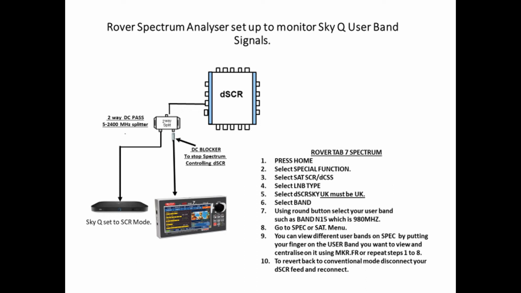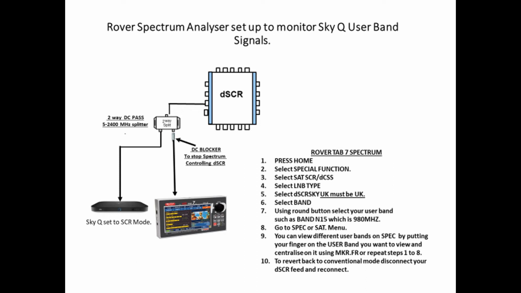Anyway, moving on. Right, same setup: DC blocker, feeding the spectrum analyzer from a 2-way splitter, and the DSCR feeding the 2-way splitter, and the second output going to a Sky Q box. On the Rover TAB7, press the home button to get the home menu.